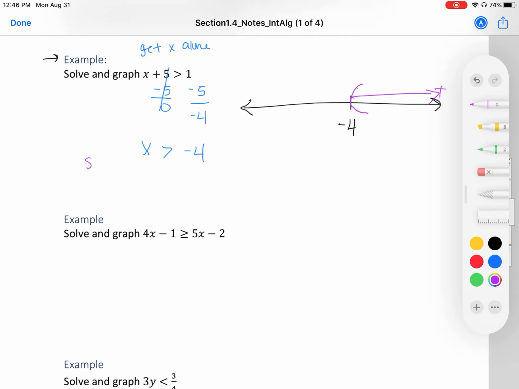We solved it, and then we graphed it. Next question.